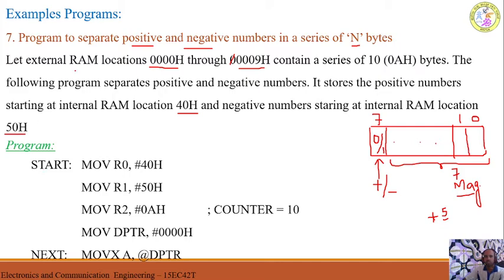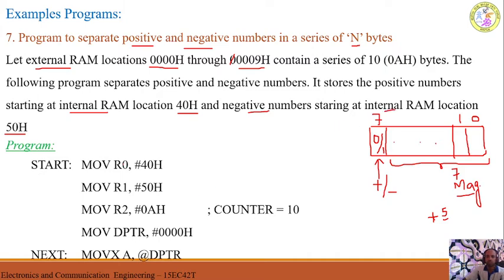Initially all the numbers are present in the external RAM. Now if the number is positive, store it to internal RAM starting from the memory location 40H, and if it is negative, then store it from the internal RAM location 50H.